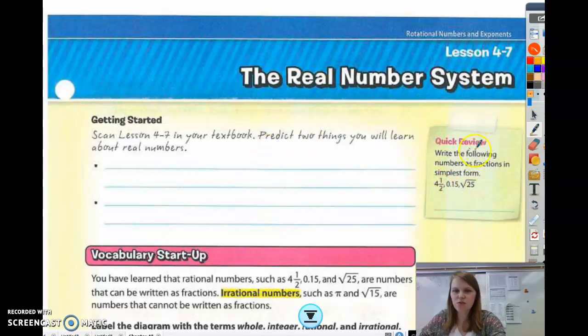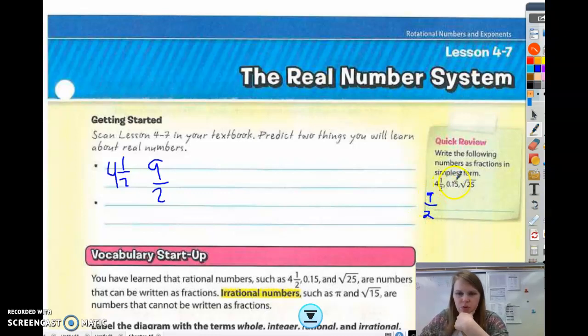So if we're going to do 4.5, I'm going to just use this space here. We need to put this into an improper fraction, so we do 2 times 4 plus 1. So 2 times 4, what's that? 8 plus 1 is 9, so 9 over 2. I'm going to write that over here, 9 over 2.